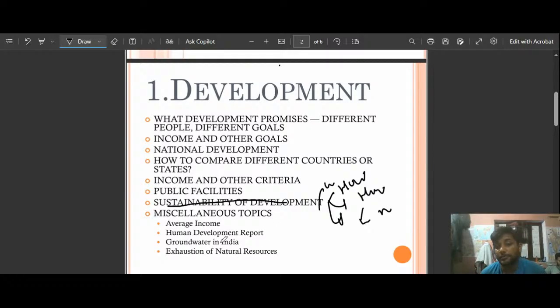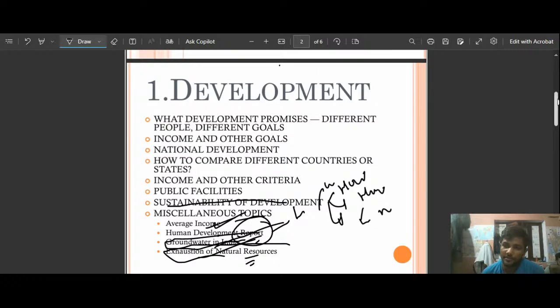And at the end of the chapter, we are going to see miscellaneous topics like average income, human development report, growth in India, exhausting natural resources. These are some extra concepts that are even in our books, like what is average income, the human development report, which is published by an international body, and groundwater in India. Okay. Next we have to see. I think this should be in our next chapter, but let's see.